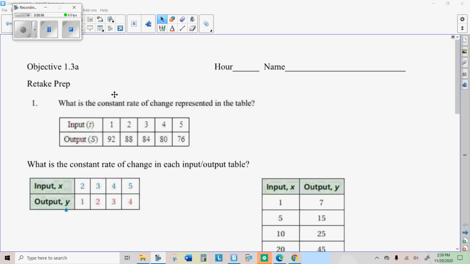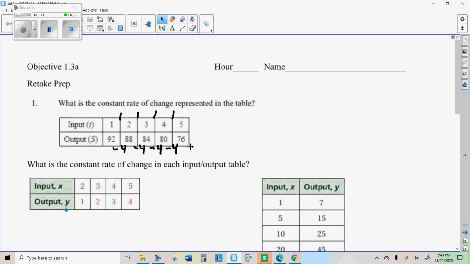So here's what you need to do. You need to take the numbers and subtract them. Now on the top, I'm just going to write a little notation of what I get when I do 2 minus 1, I get 1. 3 minus 2 is 1. 4 minus 3, those are easy. Okay, and then I'm going to do 88 minus 92, which is negative 4. And so these are all going down by 4.